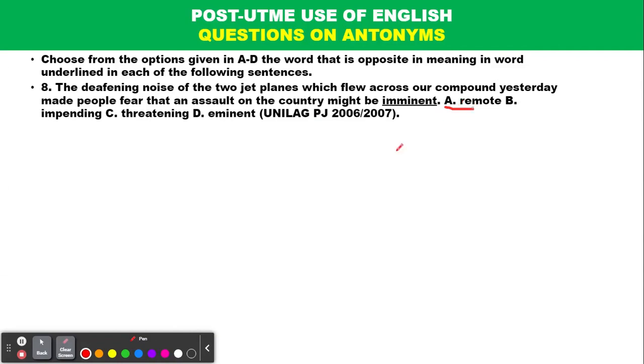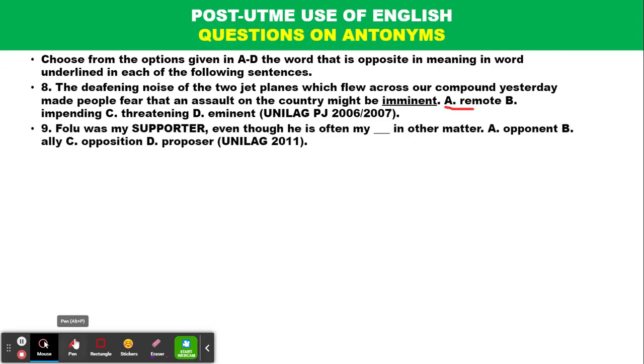Then that brings us to question number 9. Folu was my supporter, even though he is often my dash in other matter. We are looking for the opposite of supporter, and so let's look at option A, opponent; B, ally; C, opposition; D, proposer. The correct option is A, opponent. Okay, you're either a supporter or an opponent. That's exactly what it means.